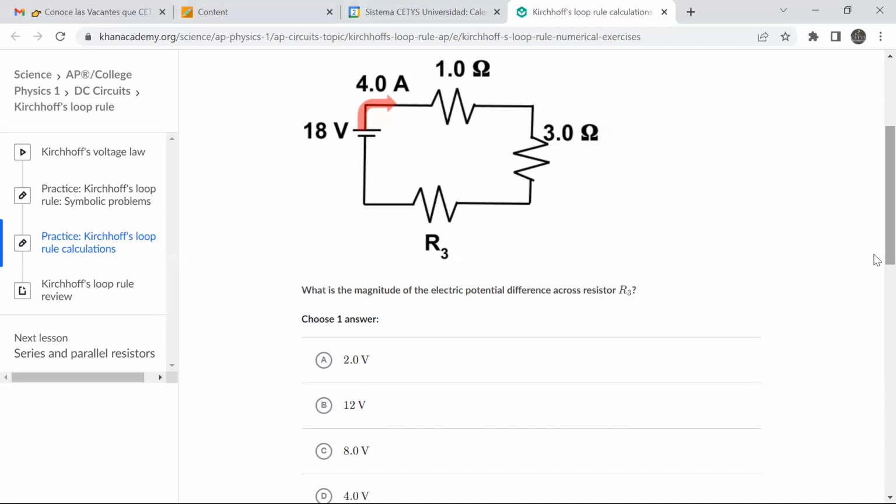Electric potential is voltage. Yes, remember that, these are terms that can be considered equivalent. So we're talking about voltage, electrical potential, potential difference, potential drop. All of those are voltages. So we're talking about voltage.